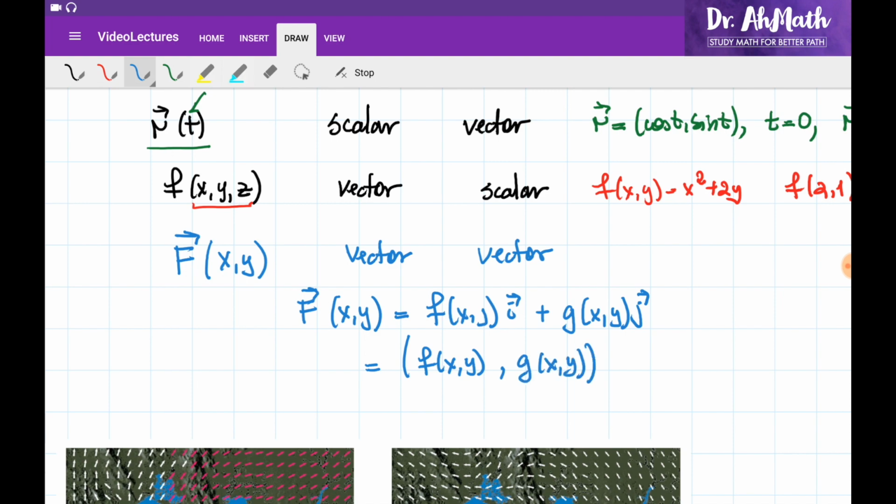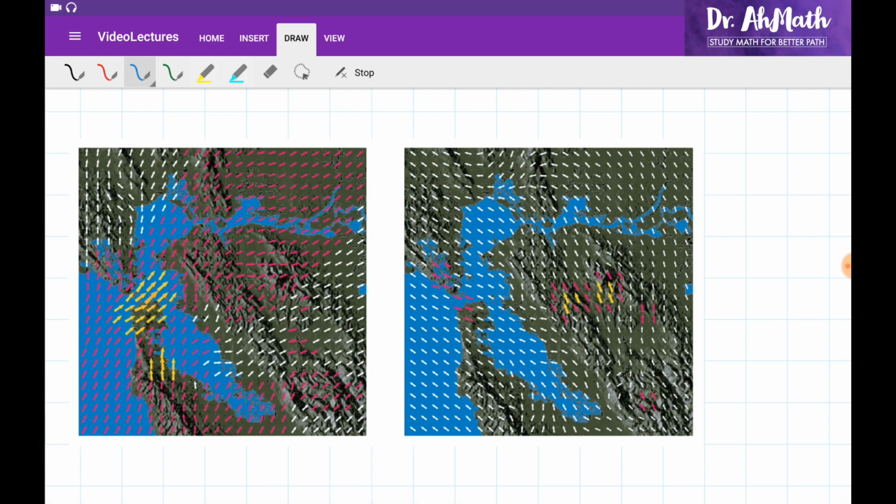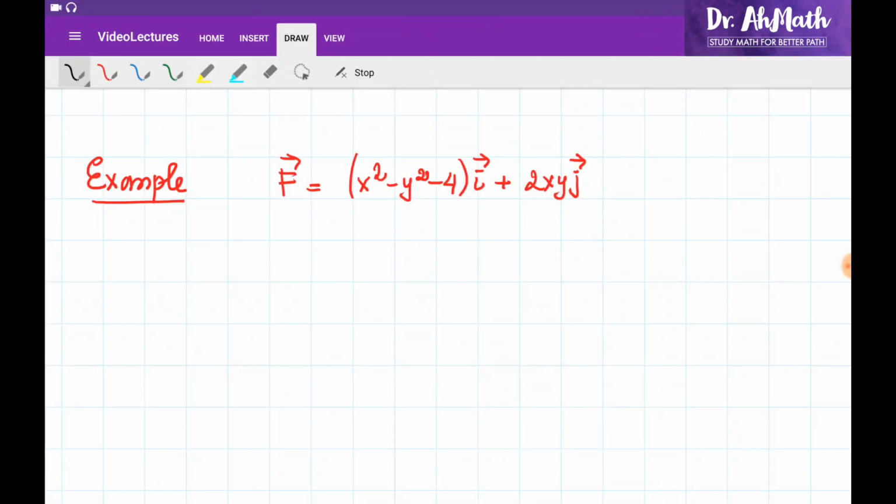An example of a vector field would be the field of the wind speed, wind velocity over some geographical place. So these arrows are going to show me the direction and the magnitude of the wind velocity at two different times. And you may see here the direction of the velocity, and also with the different colors, we can denote the magnitudes of the vectors. Let's consider an example of a vector field.